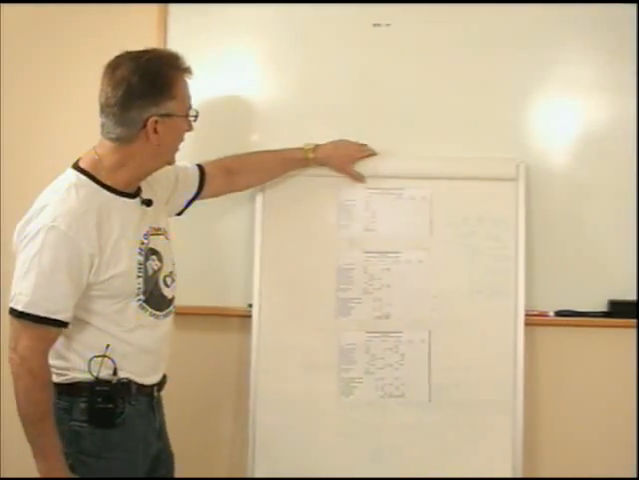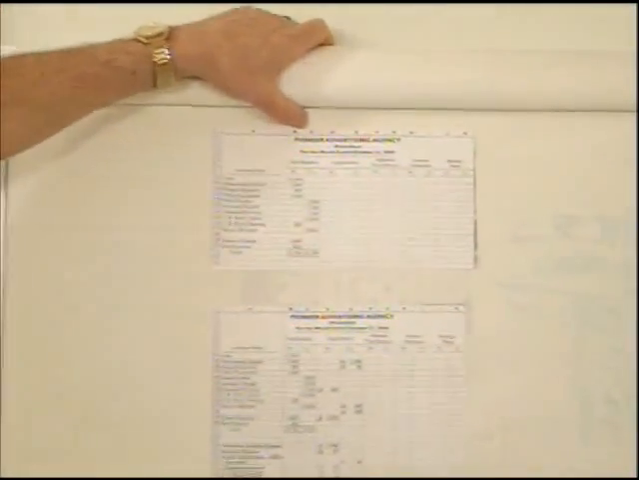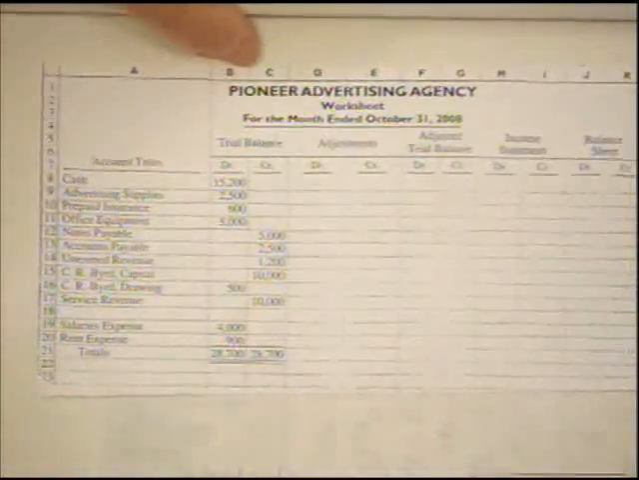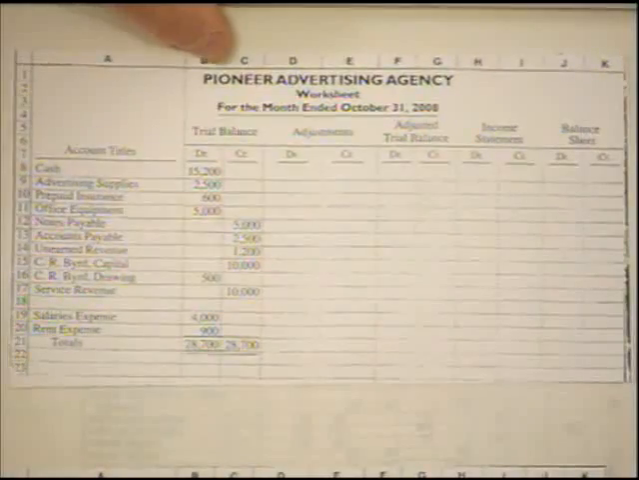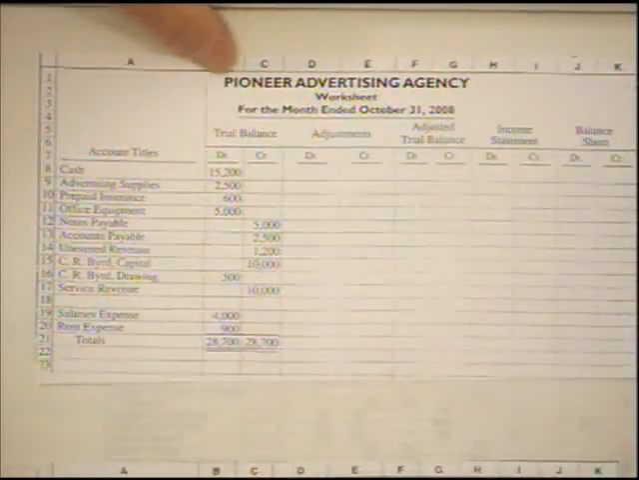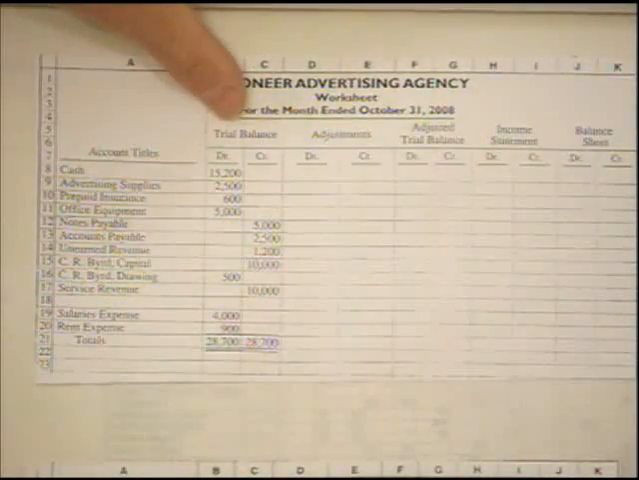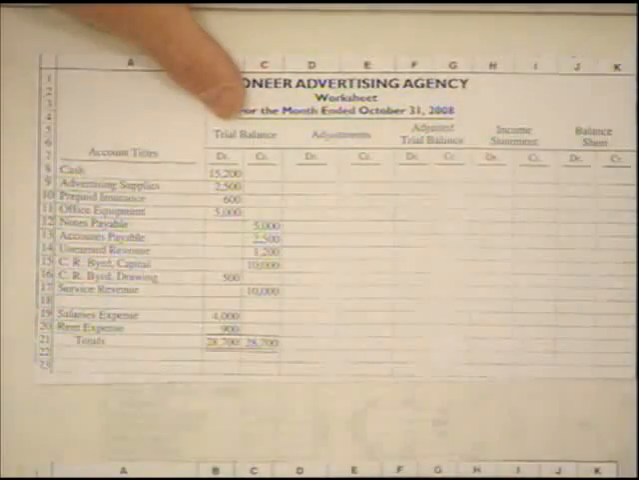And as you can see, we are working on Pioneer Advertising Agency, and everything that we do with Pioneer is a follow from the previous chapter. But in Pioneer Advertising Agency, we have a worksheet. This is very similar to a worksheet that real accountants use. And the first thing that we have is a trial balance. Now, how do we create this trial balance?